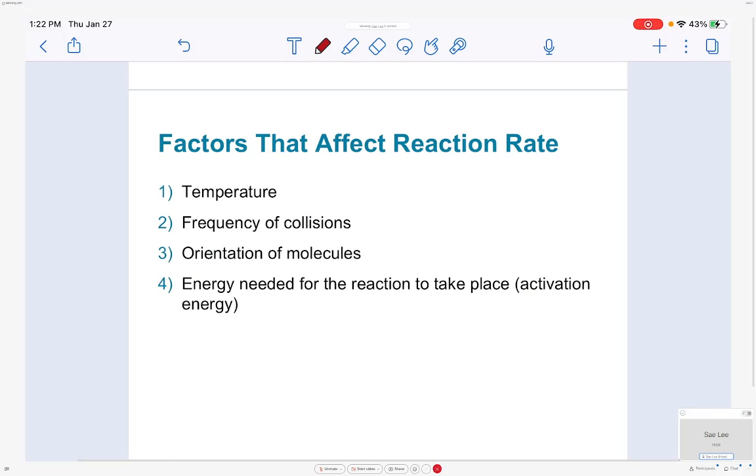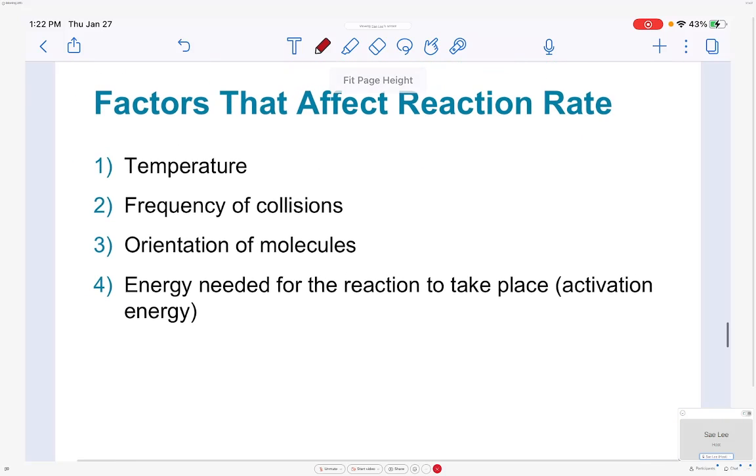And we've been dealing with reaction rate, and there are various factors that affect the reaction rate. We're going to study in detail how and why these factors affect the reaction rate in the following sections. These are the 4 factors that affect the reaction rate. Number 1, temperature. Number 2, frequency of collisions. Number 3, orientation of molecules. Number 4, energy needed for the reaction to take place.